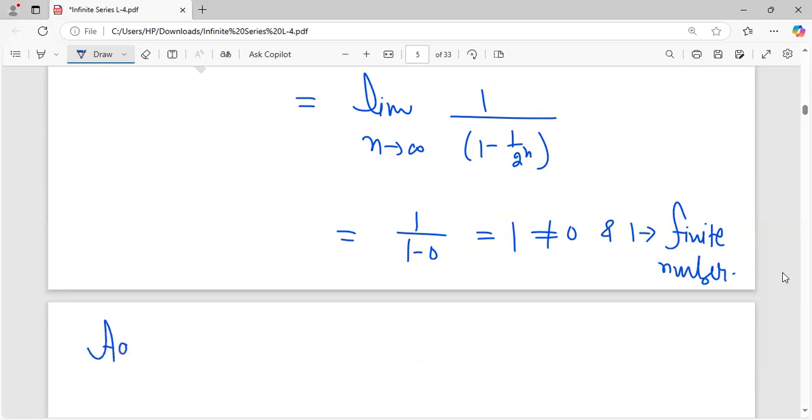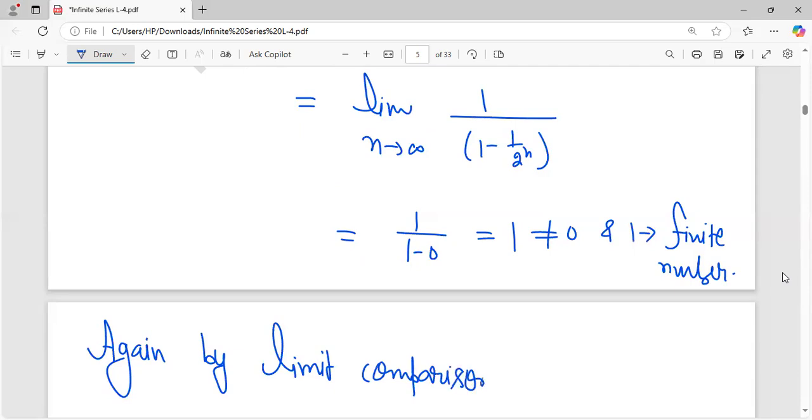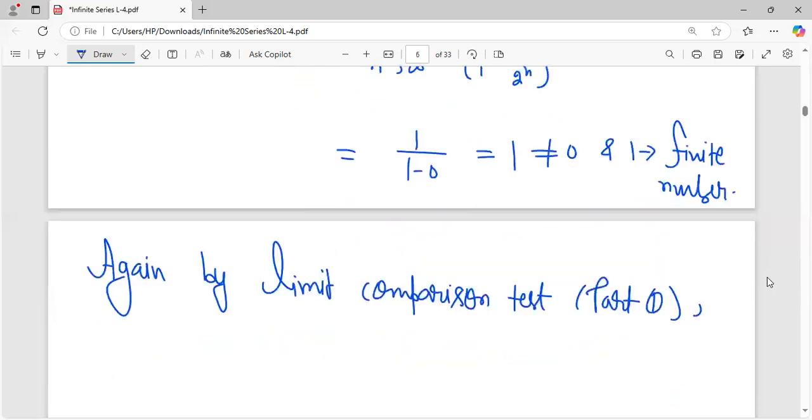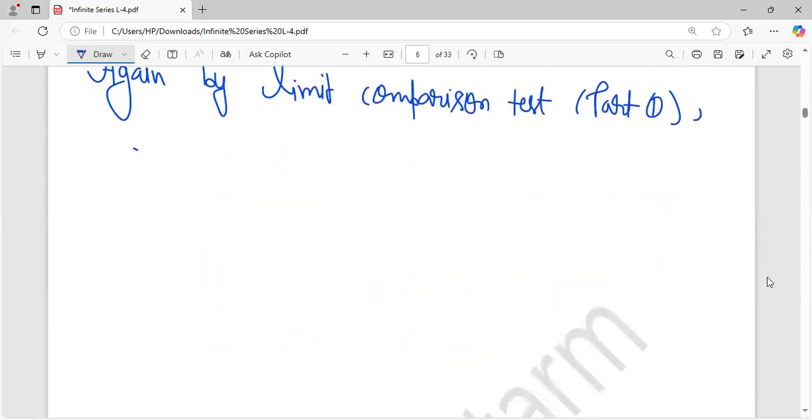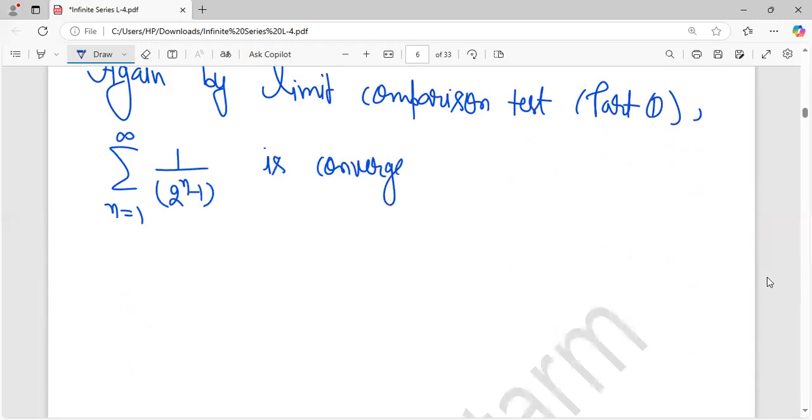Now again, by limit comparison test part 1, because the Bn series is convergent, this implies the series summation n goes from 1 to infinity of 1 upon 2 to the power n minus 1 is convergent. Okay. So next question.